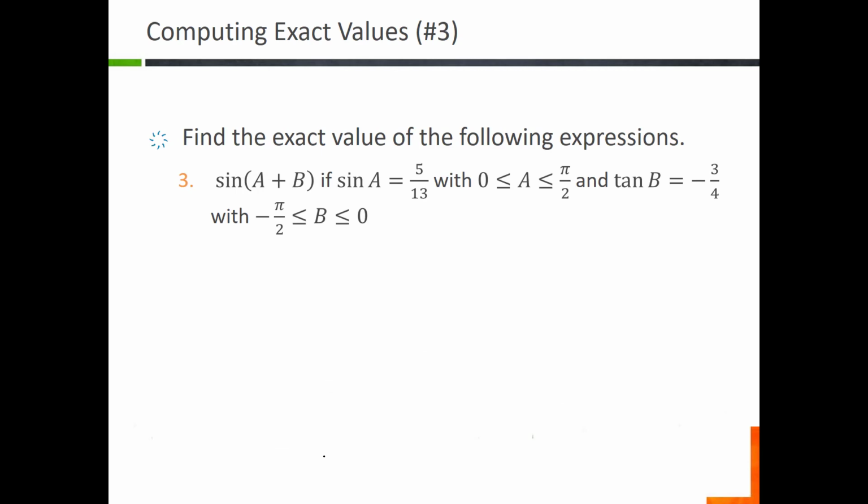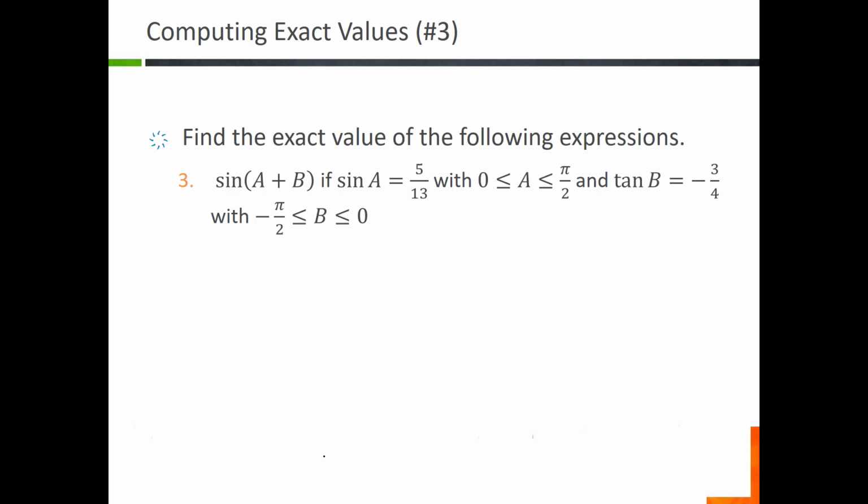All right, let's look at something that's a little bit more general in nature. So we're not computing the exact value. We don't actually know what a and b are. We're trying to compute the sine of a plus b. So that's again our sum identity. We're trying to compute the sine of a plus b, but we don't know a and b.